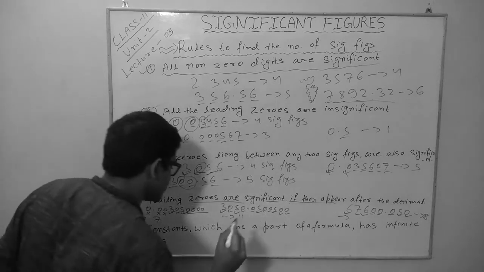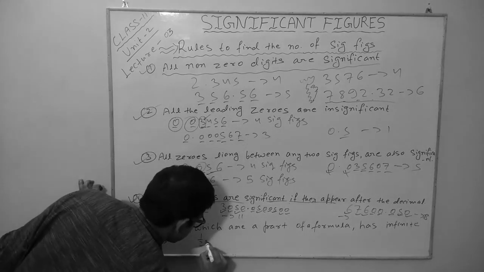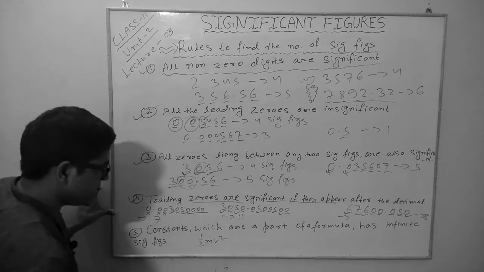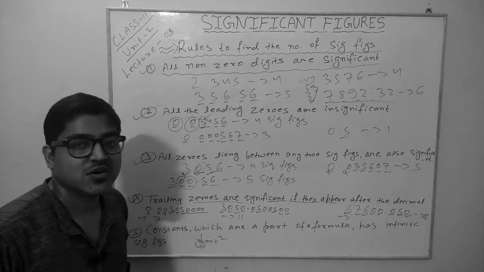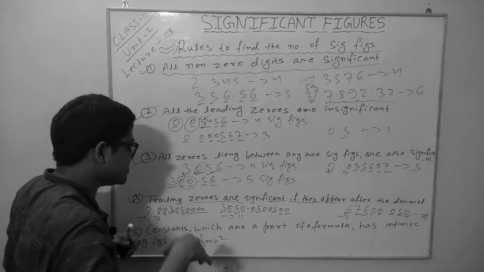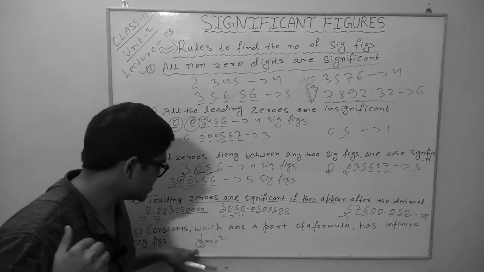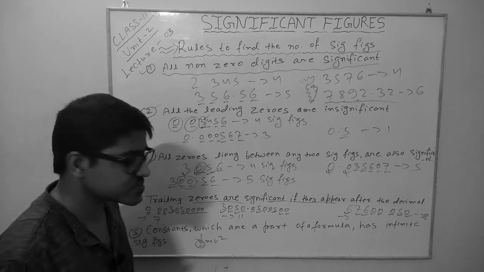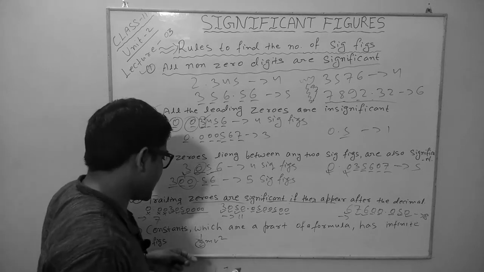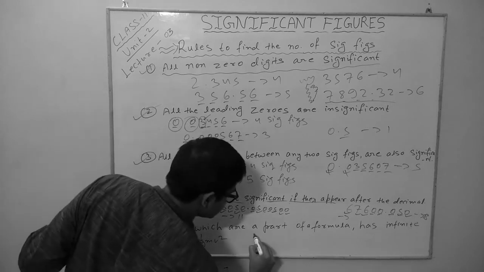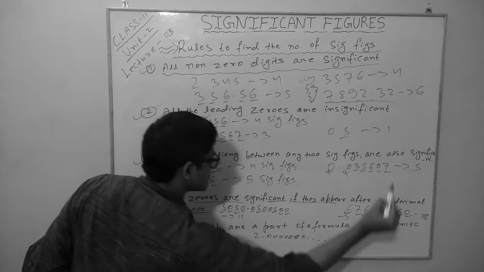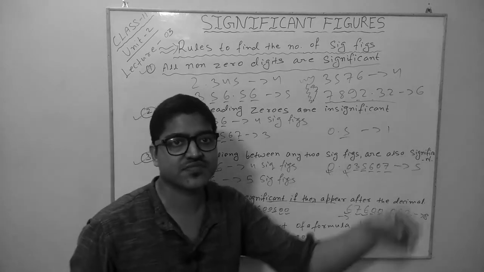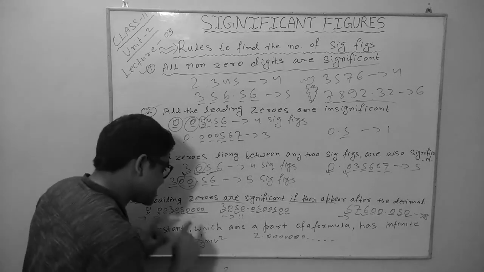For example, let me give you an example. Kinetic energy, half mv square. This too is not a measured value, right? This too is a part of the formula. So we will say that there are an infinite number of significant figures in this number. And it is obvious also. Why? You can write this 2 as 2.00000000, so on, so on. There are infinite significant figures in this 2 because we know it is exactly 2.